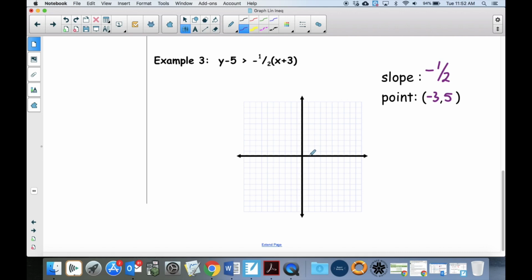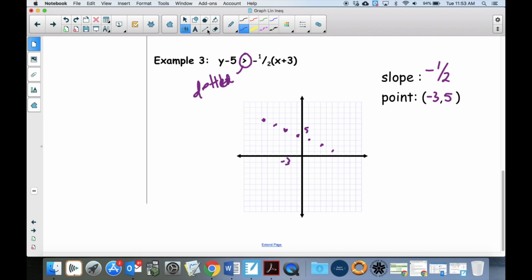So I'm going to go over to my line. I'm going to go to -3, +5. Pretty sure that's -3, +5. And then, is this going to be solid or dotted? Hopefully you can see that needs to be dotted. Oops, that's a dotted. Sorry. So from this point, I count my slope down 1, right 2, down 1, right 2, down 1, right 2, etc. Or you could think of it as up 1, left 2, up 1, left 2.